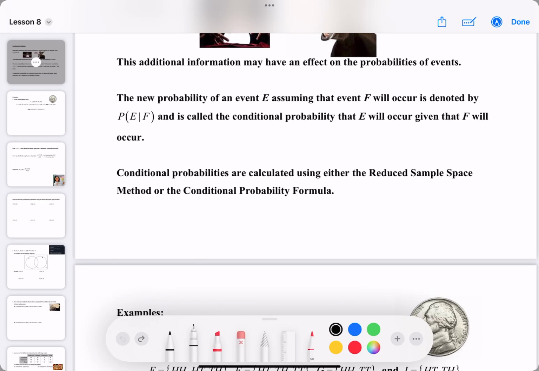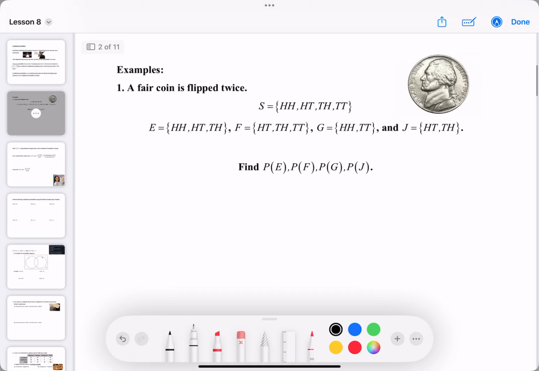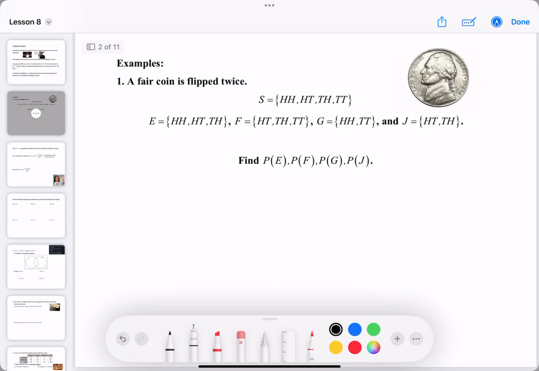Conditional probabilities are calculated using either the reduced sample space method or the conditional probability formula. So P of E given F has two formulas. Let's see the first formula. Okay, let's see the example first, then let's see the formulas.